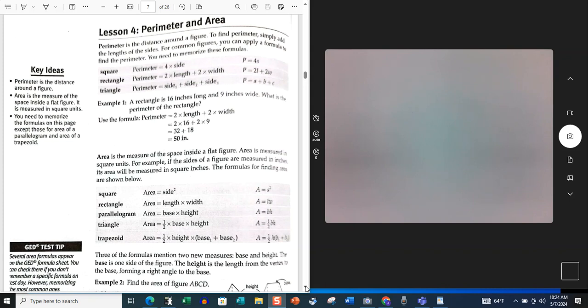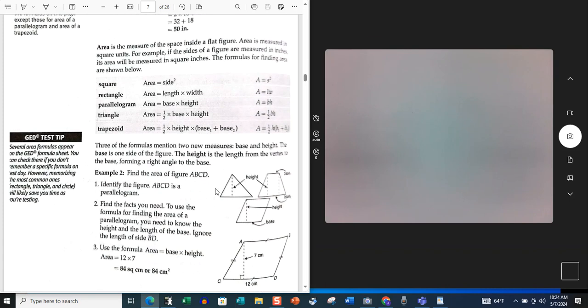Now, example 1. Well, let's go right to area. It says area is the measure of the space inside a flat figure. Area is measured in square units. For example, if the sides of a figure are measured in inches, its area would be measured in square inches. The formulas for finding area are shown below. For the square, since all the sides are equal, you would just take the side to the second power. For the rectangle, you would take length times width.